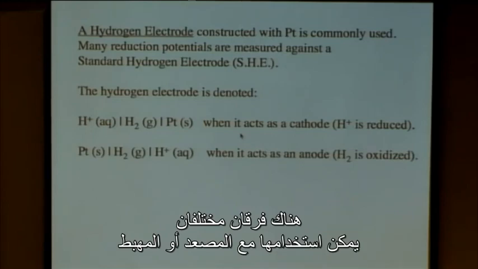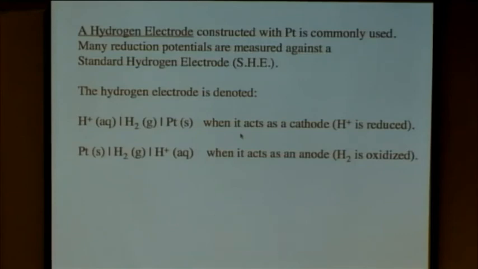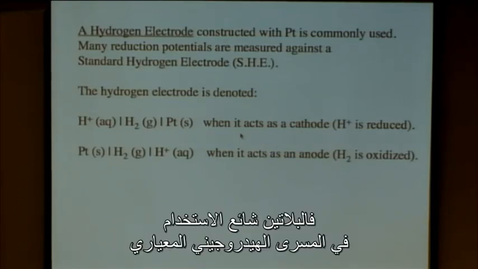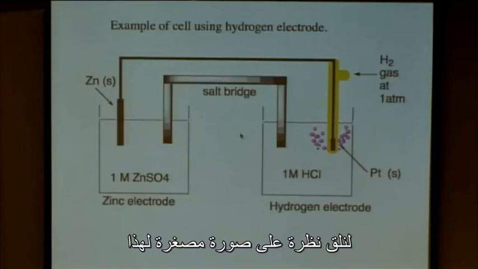So there's a couple of different variations. It can be used at the cathode or at the anode. And so if you're using it at the cathode, H plus is reduced, and at the anode, H2 is oxidized. And often you have a platinum system there as well for the standard hydrogen. So the platinum is commonly used in a standard hydrogen electrode. So let's just sort of look at a little picture of this.